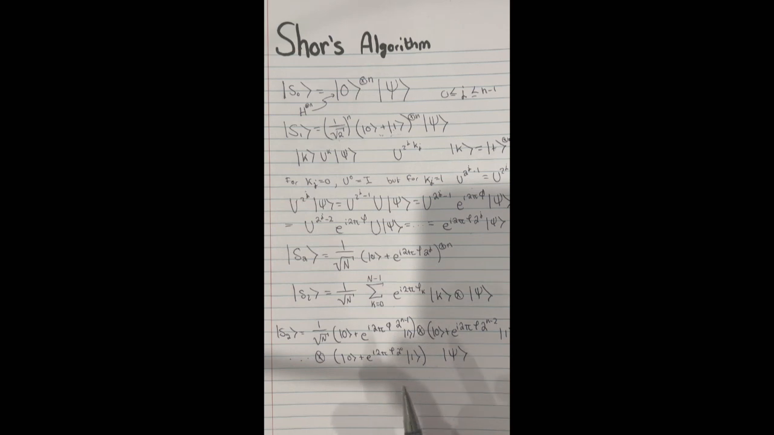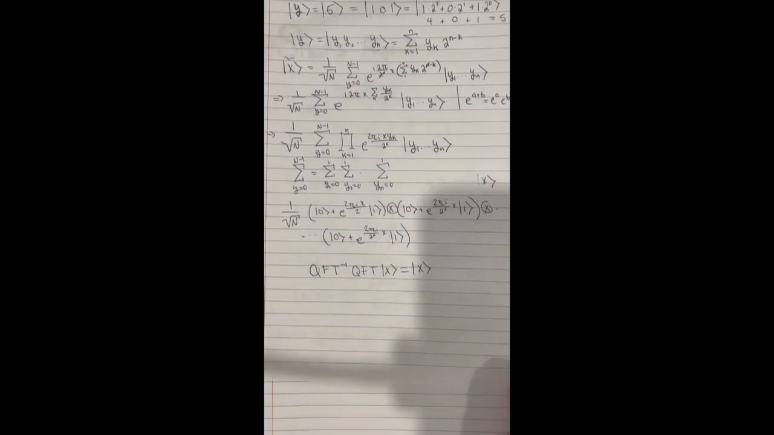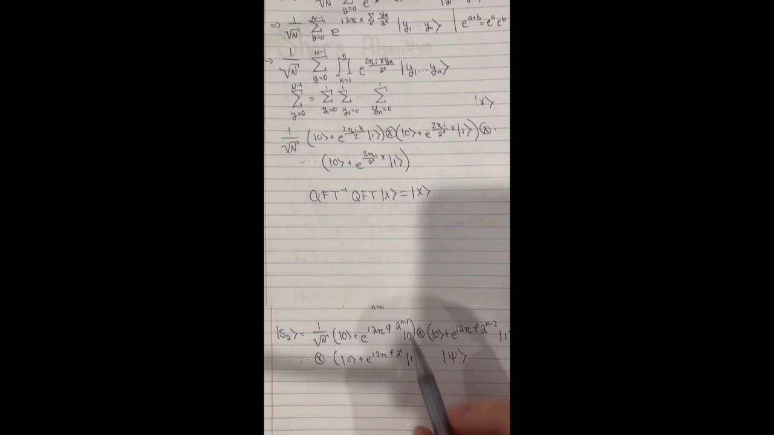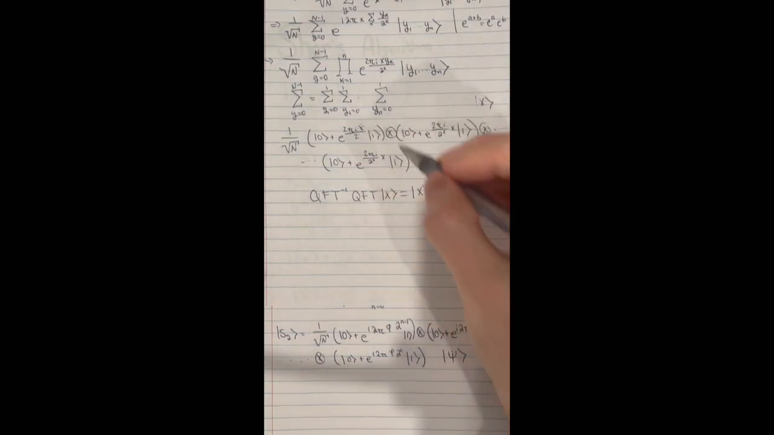And note that this expression is in a very similar form to what we found previously doing our quantum Fourier transform, where we ended up with this expression. And so you can see the only major difference here is that this x value doesn't appear.